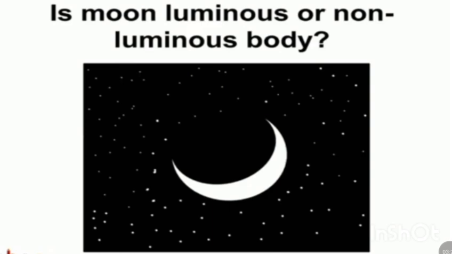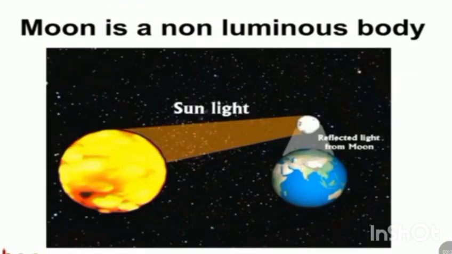So, dear student, there is one more thing that you should know. Luminous. What is luminous? Luminous things are those which give their own light. So, is the moon luminous or non-luminous? The moon is a non-luminous body. The moon is not a source of light. It turns toward us the light from the sun. So, we see a shining moon, but it is not the light of the moon. It is actually the light of the sun that falls on the moon and then turns toward us.